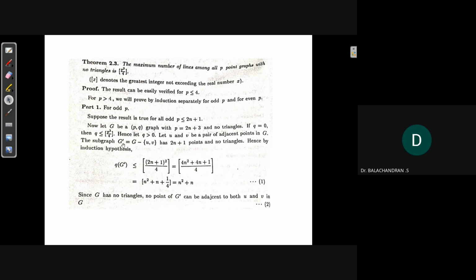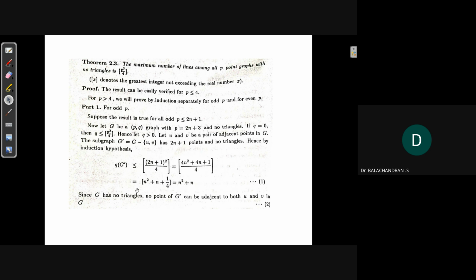P square by 4. What is P here? P is the number of vertices in G dash. That is 2n plus 1, whole square by 4. Now this is equal to, by the a plus b whole square formula, 4n square plus 4n plus 1 by 4. Now throughout divide by 4, you get n square plus n plus 1 by 4. So what is the greatest integer which is not exceeding n square plus n plus 1 by 4? It is nothing but n square plus n.